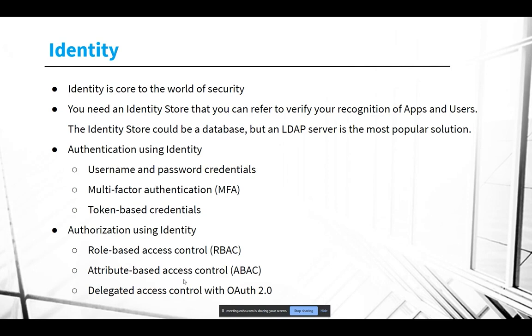Similarly for authorization, suppose you are using LDAP. In LDAP, you can configure which business group you belong to and what kind of access you have. For authorization, we can have three different types: role-based access control, attribute-based access control, or delegated access control using OAuth 2.0.